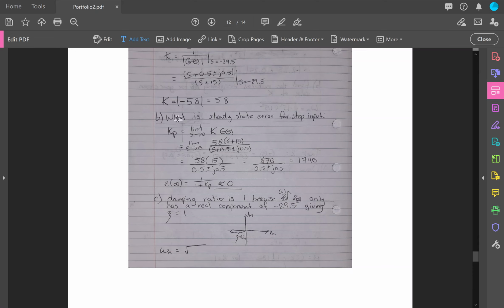And then what is the steady state? So we can just plug it into our steady state equation, make s equal to 0, which gives us a high number of 1740. And if we plug that into our error calculation for our steady state, we get a value that's really small, which is close enough to 0. And that has a damping ratio of 1 because it's only on the real axis.